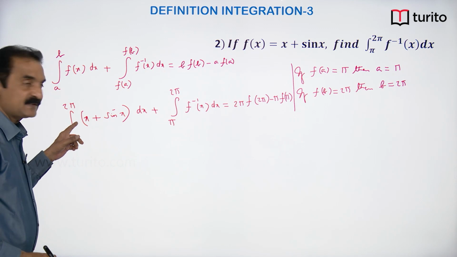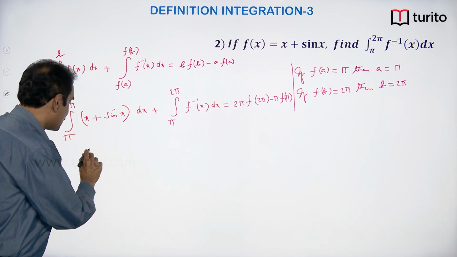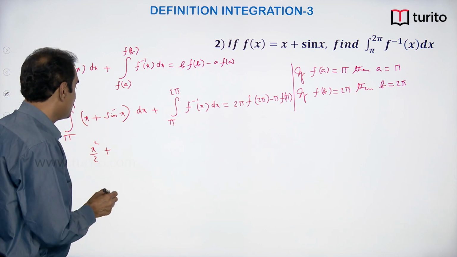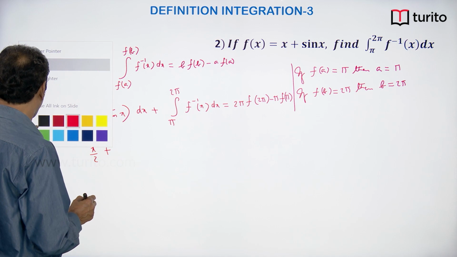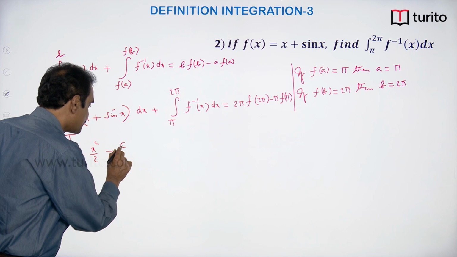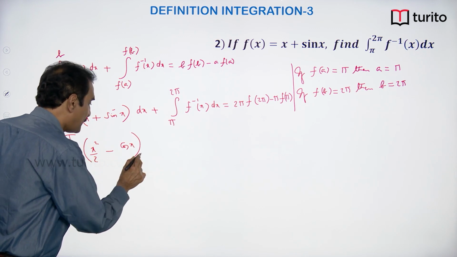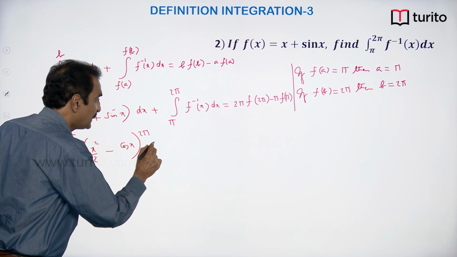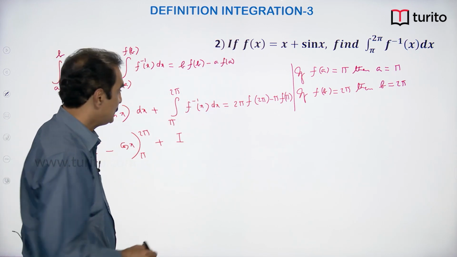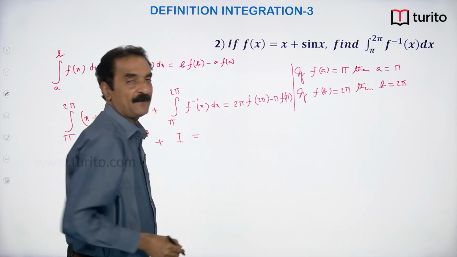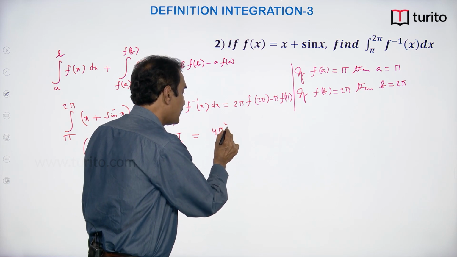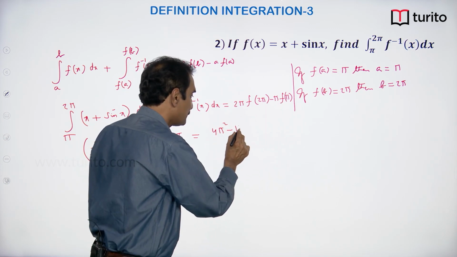Now, let us calculate this integral. Integral of x is x square by 2 plus integral of sin x is minus cos x, between limits pi and 2 pi, plus this is the given integral I, the asked question, is equal to 2 pi into f of 2 pi is 2 pi into 2 pi, 4 pi square, minus pi into pi, pi square.